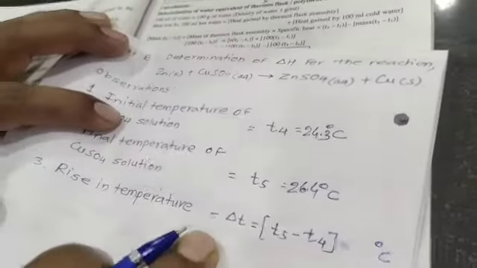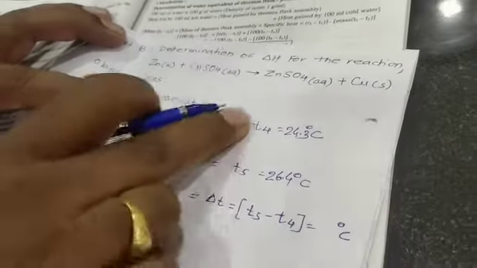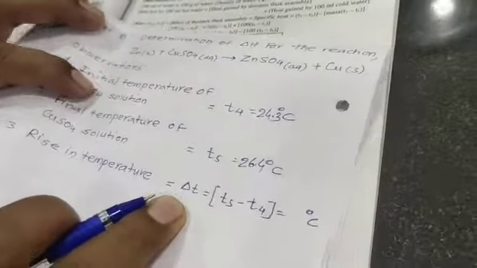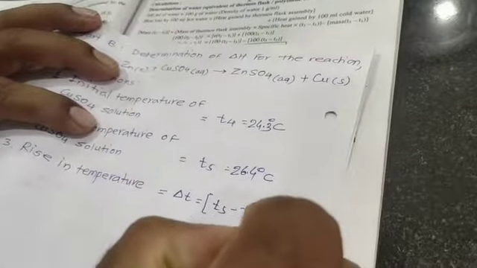Then see here, we have to find out the delta T in the observation table. We know T4 and T5, so delta T now becomes 2.1 degrees Celsius. So that's it about the experimental part.